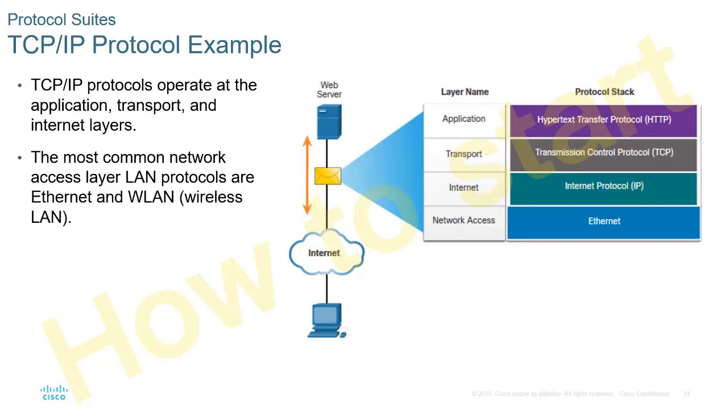Again, TCP/IP will operate at the application, transport, and internet layers, and it will use the most common network access for connectivity. The network access will be whatever our network is running, and almost all networks will run Ethernet. Ethernet is our layer 2 technology, and that's actually how we put data on our network.